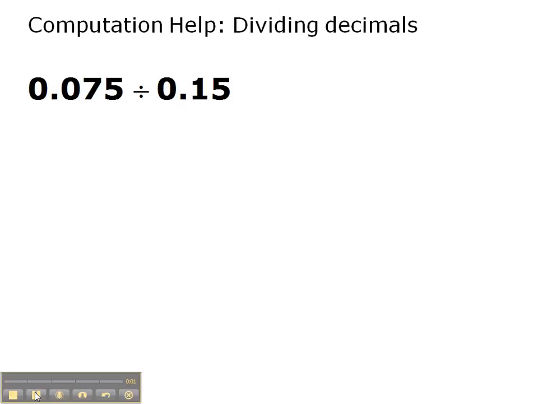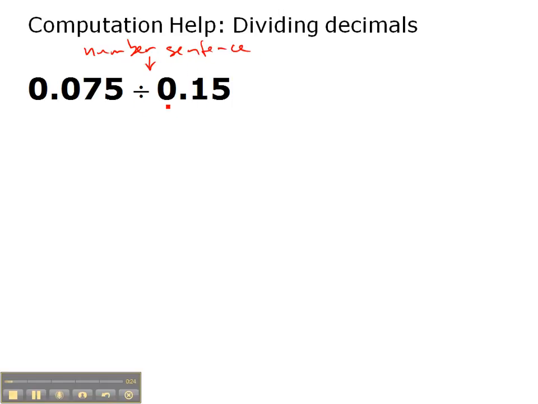Okay, this computation help video deals with dividing decimals, and the trick for dividing decimals is you simply don't divide by a decimal, you only divide by a whole number. So I always like to move the decimal in the number sentence form as it's shown here.